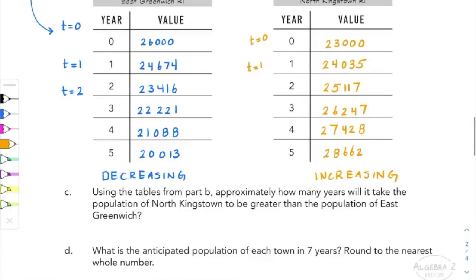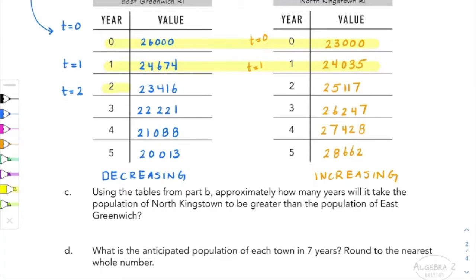Part C says, using the table from Part B, approximately how many years will it take for the population of North Kingstown to be greater than the population of East Greenwich? So let's just look at our tables and compare. At year 0, the population of East Greenwich is more. We're at 26,000. After 1 year, the population of East Greenwich is still more. East Greenwich has 24,674 people. North Kingstown has 24,335 people.